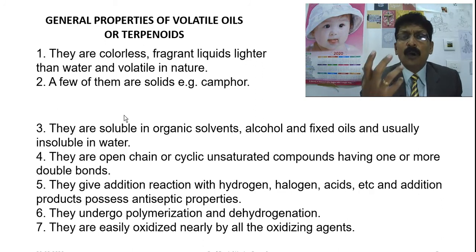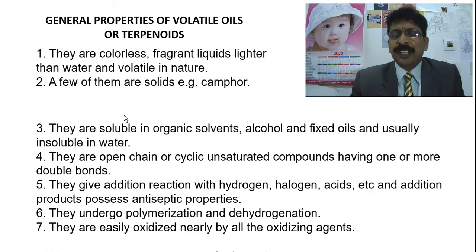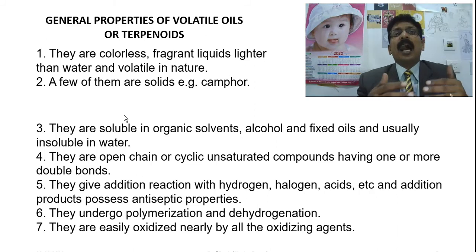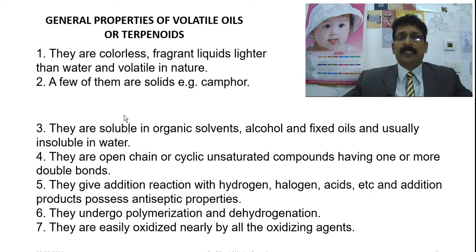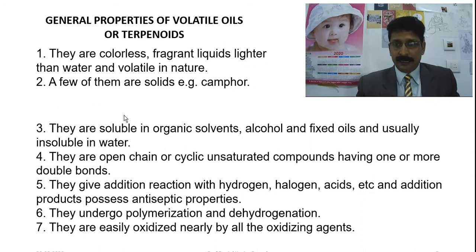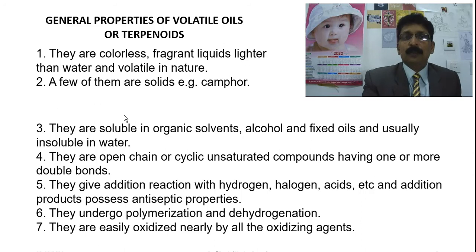And they undergo polymerization and dehydrogenation. Polymerization and dehydrogenation. Removal of hydrogen gives another product, and they can multiply, 1 and 2, that is dimer, trimer, and polymerization can also take place because of their chemical reaction. And they are easily oxidized by nearly all the oxidizing agents. All the oxidizing agents. Understand? So that is a basic property.